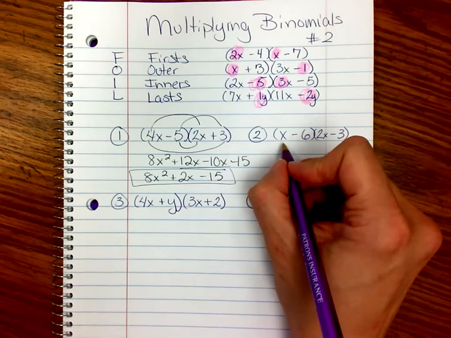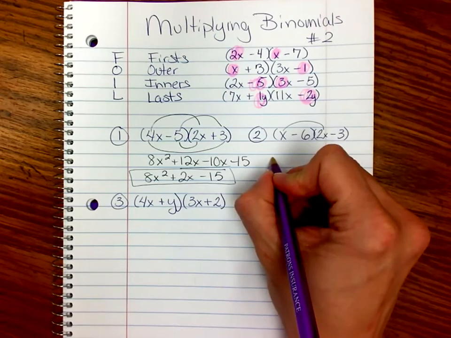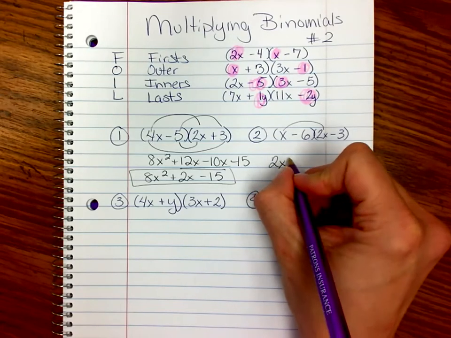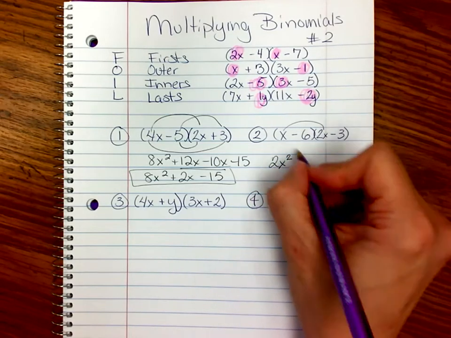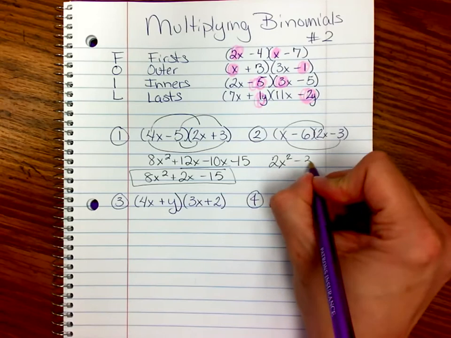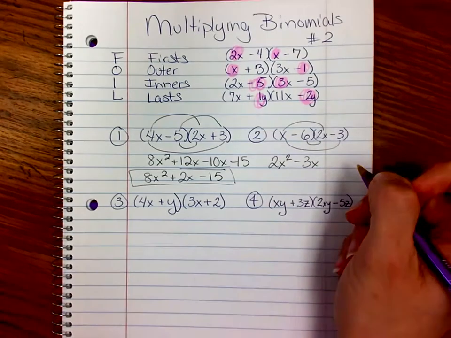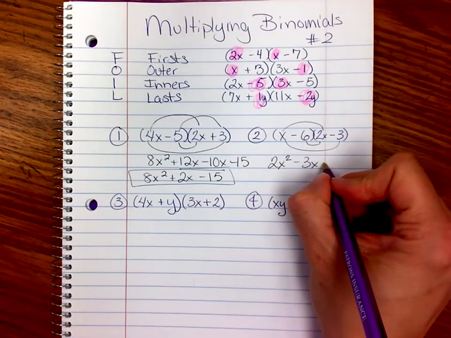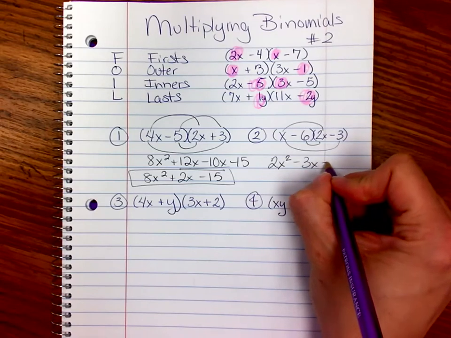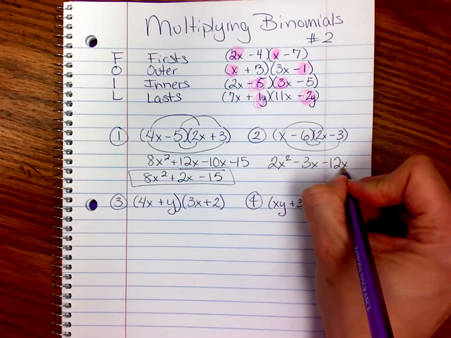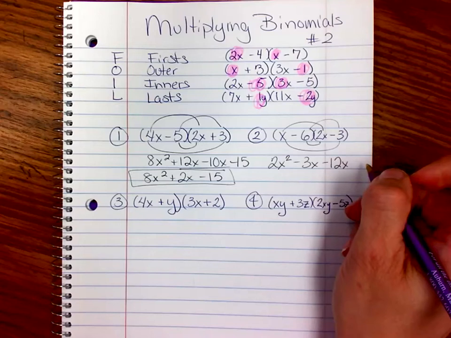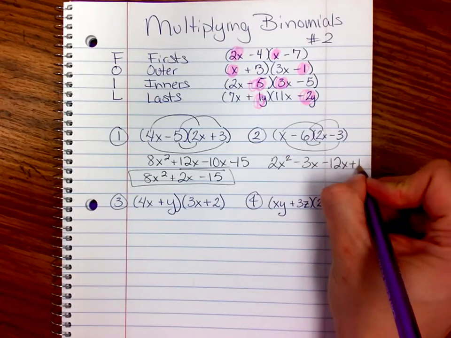Over here, firsts: 2x times x, or x times 2x, it doesn't matter which way you say it. We get a 2x squared. Our outers get us a 3x. Our inners, negative 6 times 2, is a negative 12x. And our lasts, negative 6 times negative 3, is a positive 18.